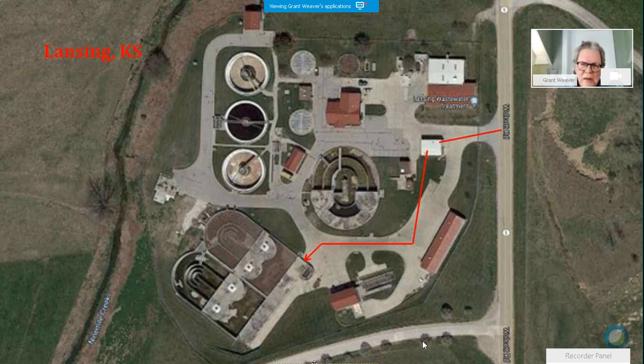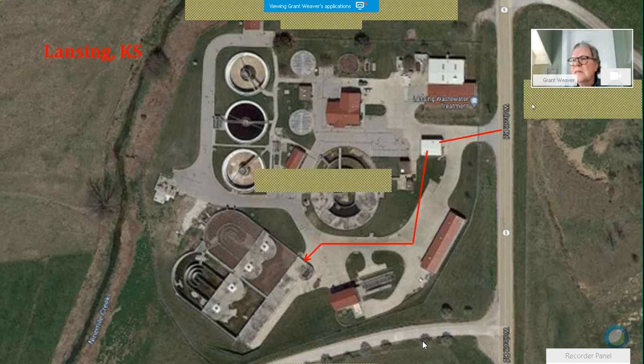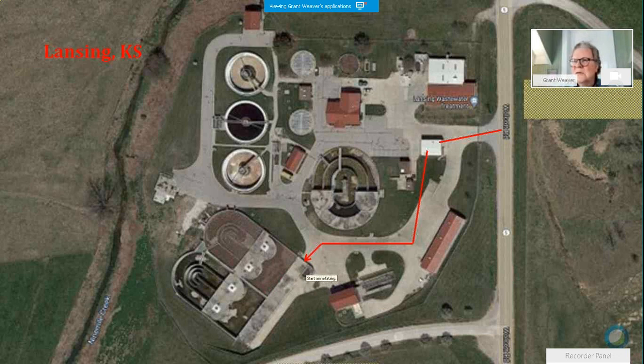are three anaerobic zones. So if I get my little marker back, there's a zone in here, and then there's a wall, and there's another zone, another wall, and then the wastewater goes into the ditch here. Each of these zones has its mixers. So the flow moves through this anaerobic zone.